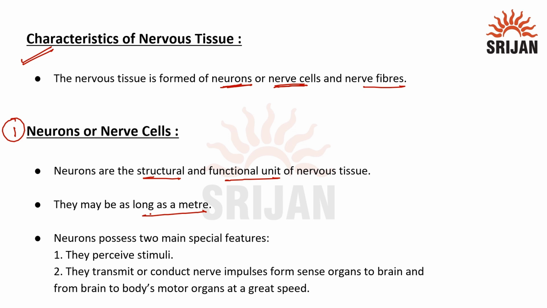So neurons have some special functions to perform. First, they are going to receive the stimulus, and second, they are going to transmit this stimulus in the form of nerve impulse to our organs like brain and the spinal cord, and there this information will be processed and again carried by these neurons only to the organ from where the information has been received.